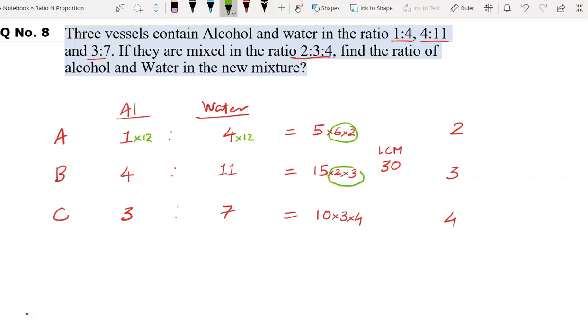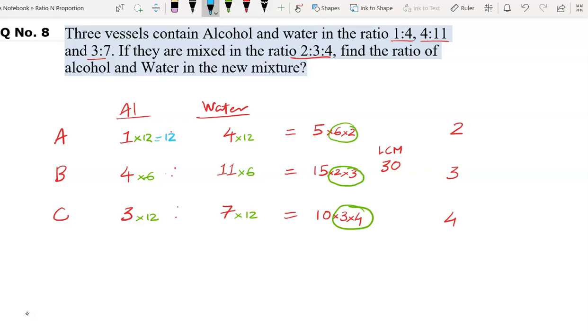2 into 3 is how much? 6. So we'll multiply this by 6, this by 6. 3 into 4 is 12, 7 into 12, 3 into 12. So now 1 into 12 is how much?